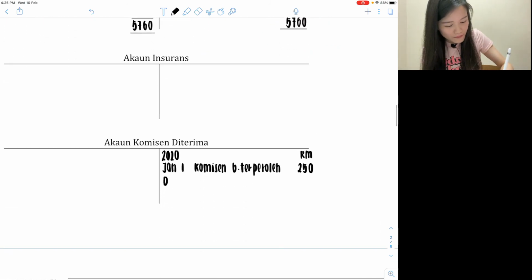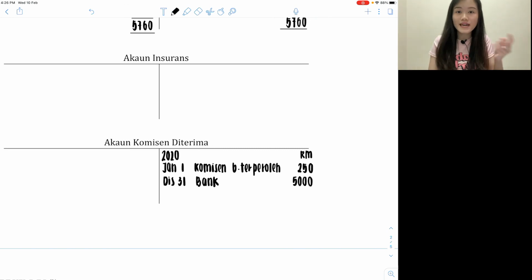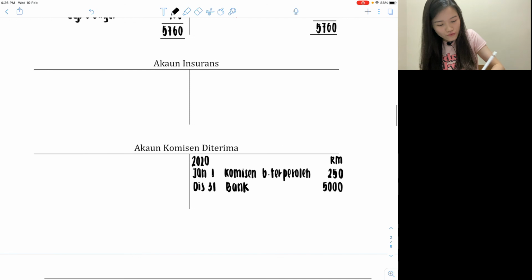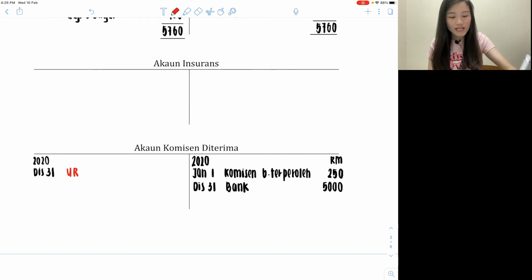So it's December 31st. Bank 5,000. Now done with the 5,000, what's up next? Remember, before your HP across of your bank, you need to reserve a spot for who? Again, untung rugi. So write in December 31st. Untung rugi reserved already. Then the last step is your baki HP. What is your baki HP?